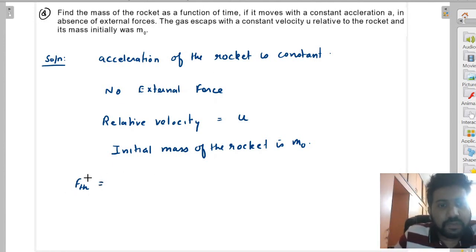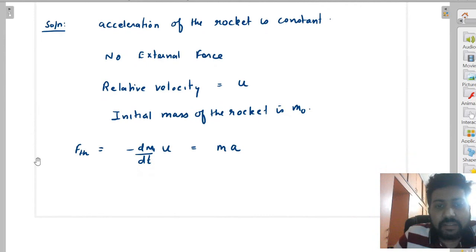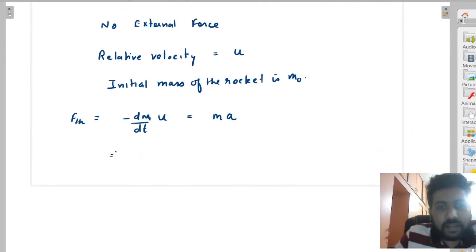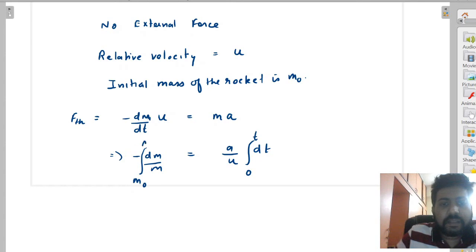So the thrust force will be equal to mu, that is minus dm by dt multiplied by u. Now according to the question, this is equal to m into a. Now in this question it is given that a is constant. So you can say that minus dm by m is equal to a by u dt. A and u are constants. At t equal to 0, the mass is m naught. At any time t, the mass is m.